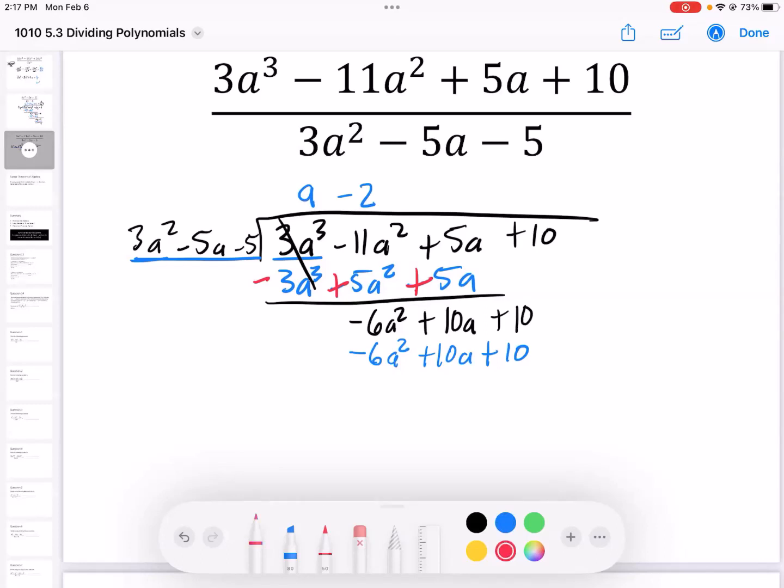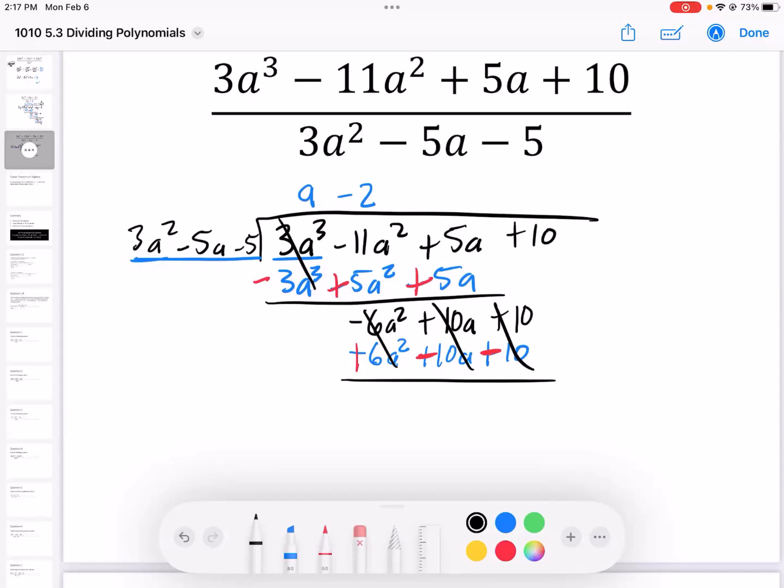And now I subtract these. So this becomes positive, this becomes negative, this becomes negative. And when I add these together, it actually ends up canceling out everything. And so in this case, I have no remainder, and that would just be my answer, a minus 2.